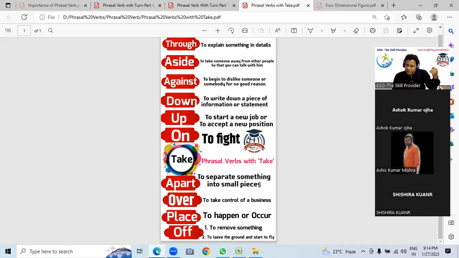So that is called, he is going to take it apart. Take apart means to separate something into small pieces. You have a lot of things there. You have to just separate it, then you can find out the actual origin. So that is called take apart. That is called to separate everything into small pieces.